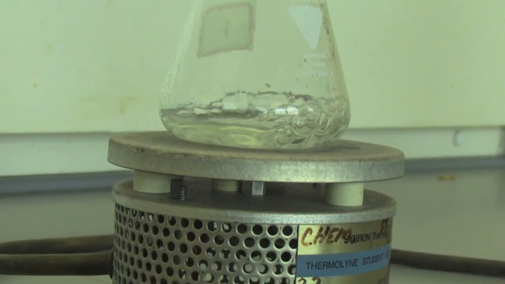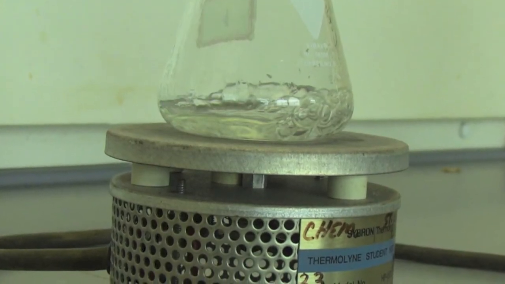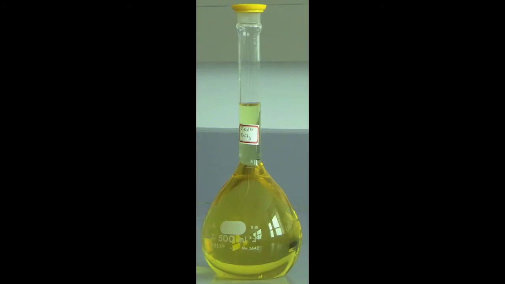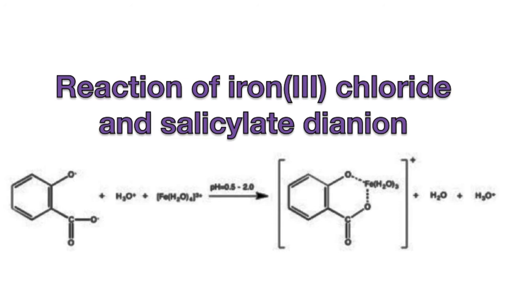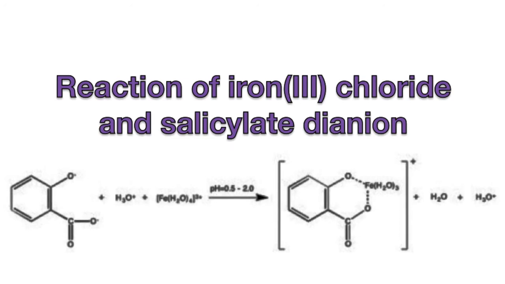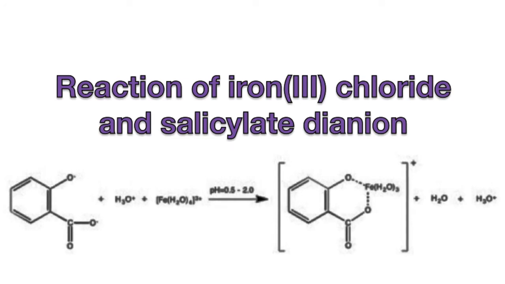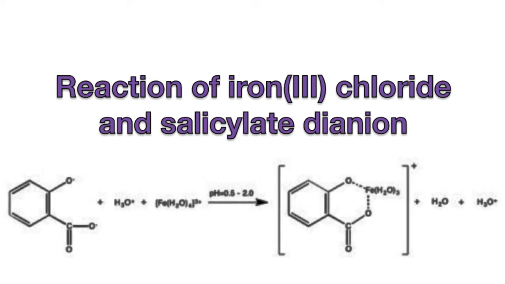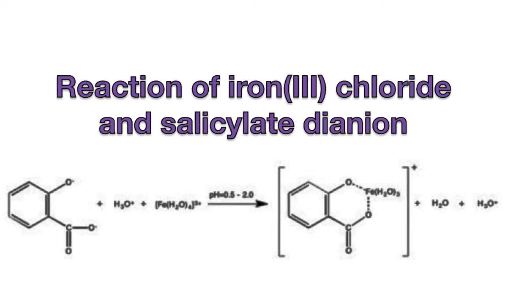Once the dianion is formed by boiling, that solution is diluted in a 500 milliliter volumetric flask. This is one of the solutions that you will use in forming the solution that you will use to make your standard curve. The other solution used is iron 3 chloride. When the salicylate dianion and iron 3 chloride solutions are combined together, they form a complex, which is known as iron 3 salicylate. This complex produces a purple-colored solution.